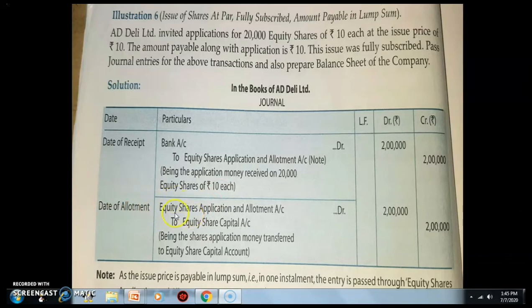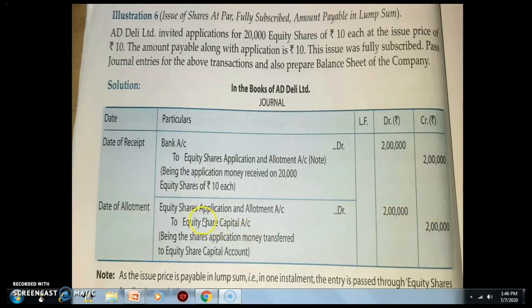The next journal entry is at the date of allotment. So here the process is, whatever application money the company has received, they will transfer it to share capital account. So the journal entry which you have to write here is, equity share application and allotment account debited to equity share capital account. For writing the amount, you have to check the first journal entry. What is the amount in front of equity shares application and allotment? The amount is 2 lakh. This 2 lakh amount you will write here. As you know, debit is equal to credit. So whatever you wrote in debit, that should be written in credit also.